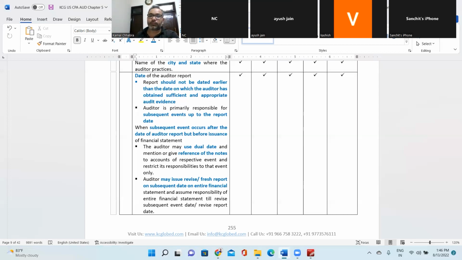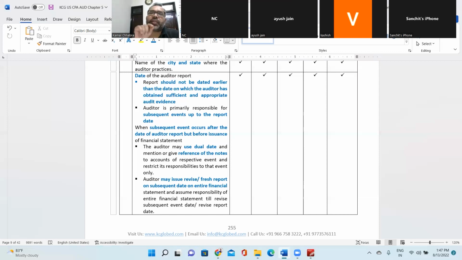Make sense? Sir, but what was in the dual dated report? Yes, for example, you have already issued a report on 28th of February, right? And on 1st March, you come to know of some subsequent event. The company has already issued the financial statement on 2nd March. Then on 3rd March, the company agrees, let's say, to make those changes. For example, the changes are on payroll expenses only, and they have updated the payroll expenses. Now they have revised the financial statement with the updated payroll expense.